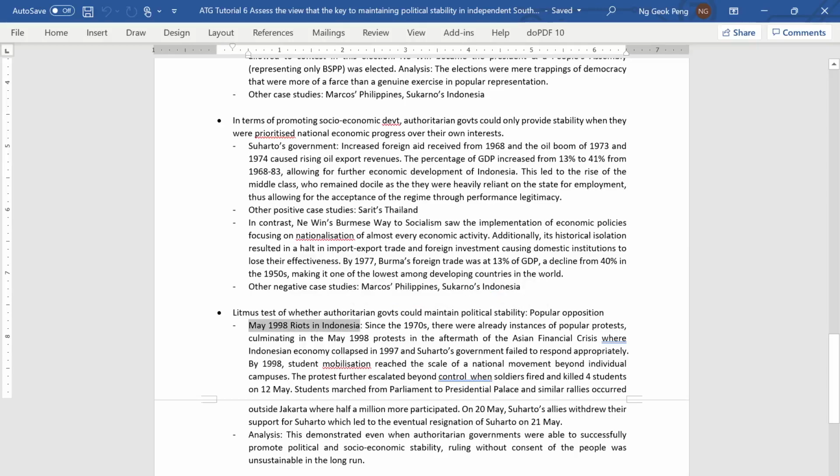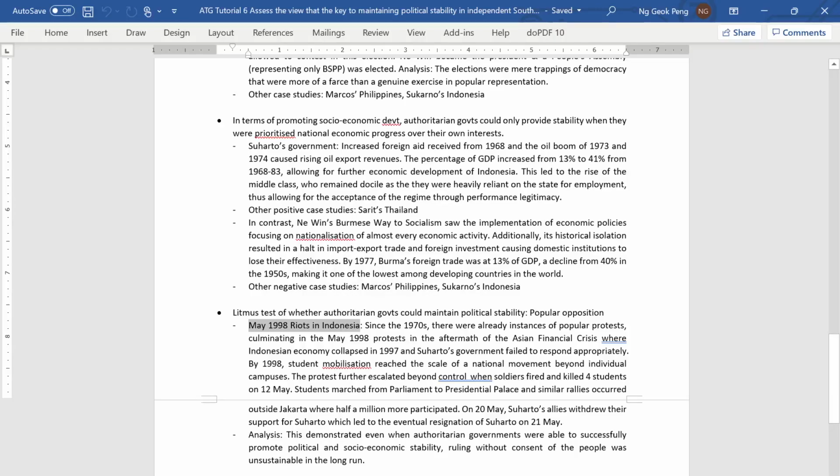Indonesia. Yes, Suharto was able to promote some form of political legitimacy through regular elections and the sharing of power with the opposition parties. Suharto was also able to promote economic development, but even then there are still some negative aspects, for example, nepotism, corruption, like colluding with Chinese businessmen. Therefore this will culminate in various riots, and the most serious of which will be the May 1998 riots in the aftermath of the Asian financial crisis.